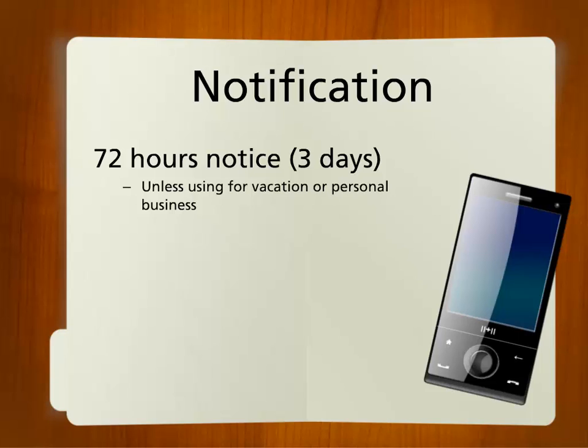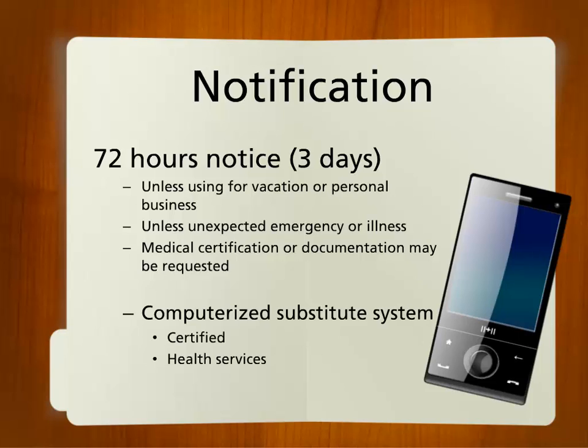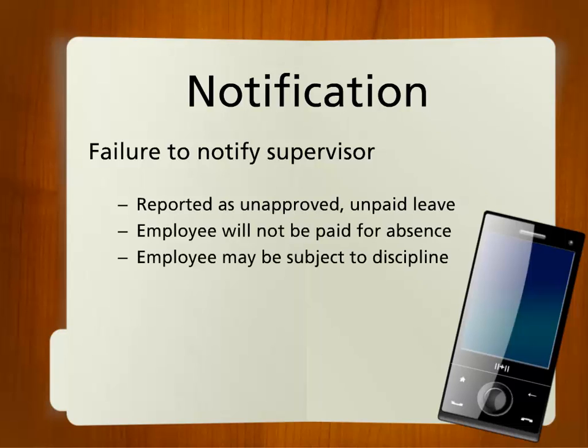While it is understood that emergency or illness may prevent such notification, the absence must still be reported as soon as possible. Supervisors are authorized to request medical or other documentation to support the absence if applicable. Certified and health services employees must notify the district's computerized substitute system. If an employee fails to notify their supervisor of an absence, the absence will be reported as unapproved, unpaid leave, and the employee will not be paid for that absence. Since an unapproved, unpaid leave violates district policy, the employee may also be subject to discipline.